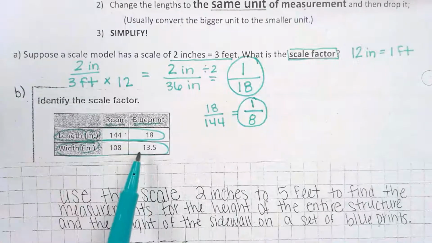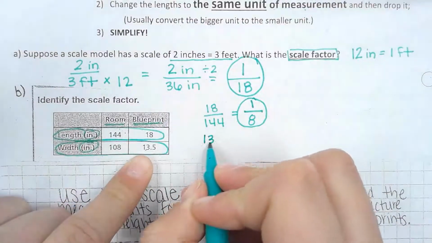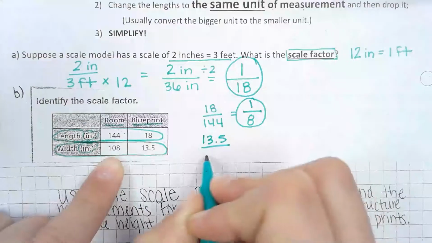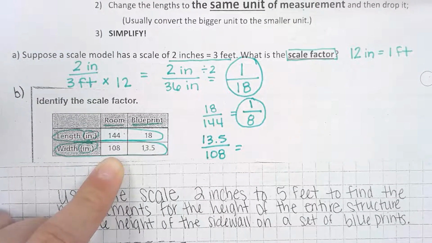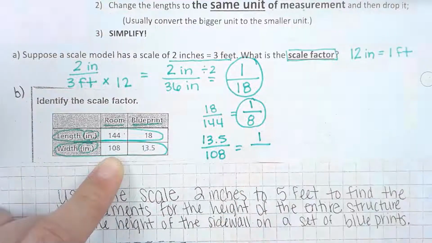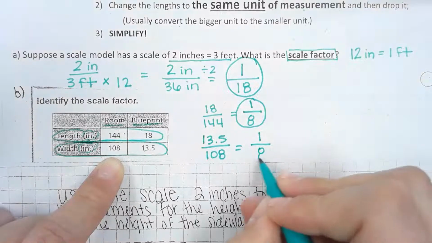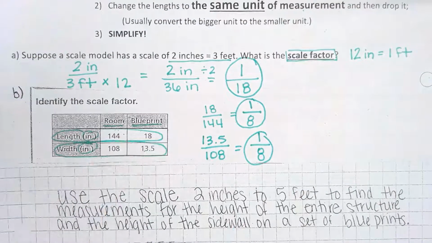And even if you use the width, so doing the same thing, you're taking the blueprint, so 13.5, over the actual, so 108. And if you were to simplify this again by dividing, 13.5 divided by 13.5 is 1, and then 108 divided by the 13.5 is going to give you 8 again. So notice how your scale factor stays the same when you're talking about the length and the width of a room.